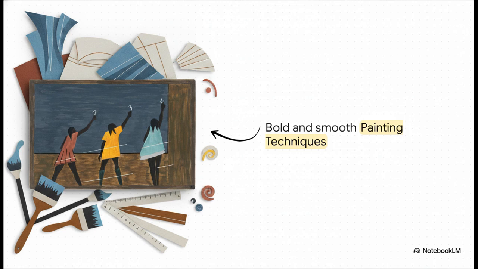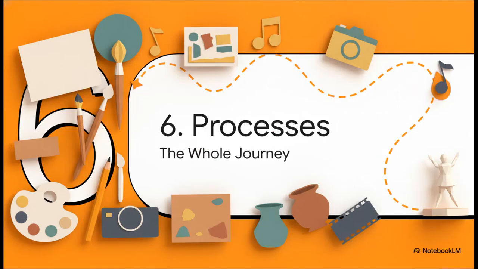We see 3 figures wearing pink, yellow, and blue dresses standing in front of a dark chalkboard. They all have their arms raised, almost as if they're writing on the board. Notice the visible, straight lines used to draw the folds in their dresses. And look at the bold, smooth brushstrokes used to paint the blue chalkboard and the brown wooden floor. The specific way the artists moved their brush to create those straight lines and solid blocks of color, that is their technique. And here we are at our final step, number 6, processes.